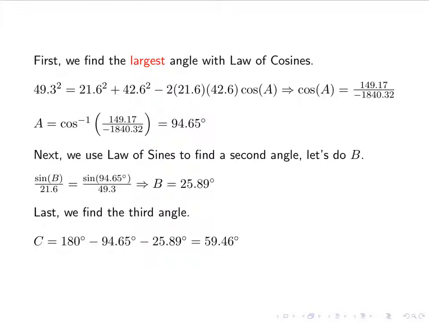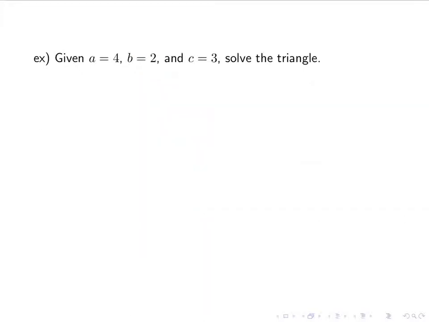And again, you can check your answer using the law of sines with B and C or A and C, one of those things. So you should always check your answer, make sure it makes sense. And as our last example, we are given that A is 4, B is 2, C is 3, and we want to solve the triangle.